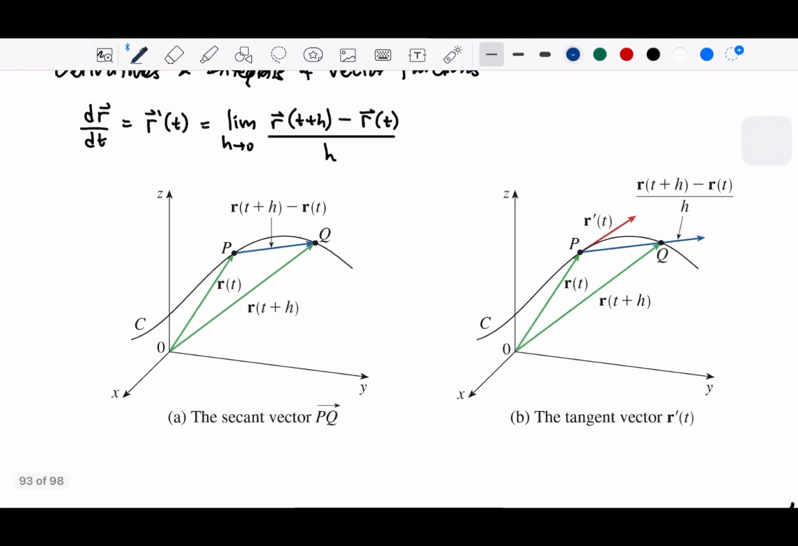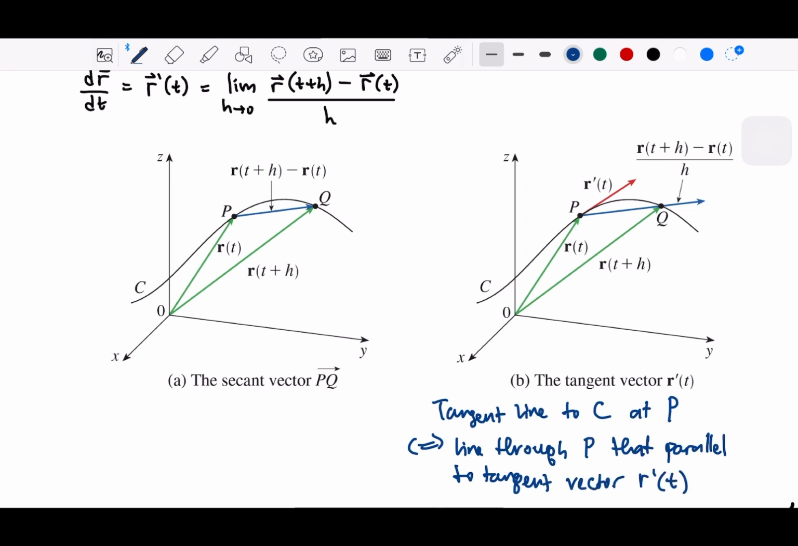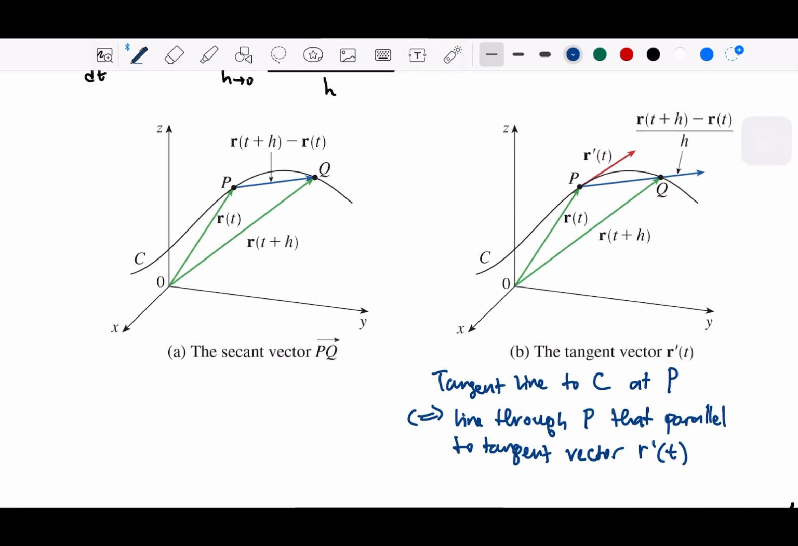Or we can say the tangent line to C at P is defined to be the line through P that is parallel to the tangent vector r prime of t. Basically that's also our tangent line, but it can be defined with a more general description: a line that is parallel to the tangent vector r prime of t, which means the gradient, or direction in this 3D system, is the same. The tangent is the same.